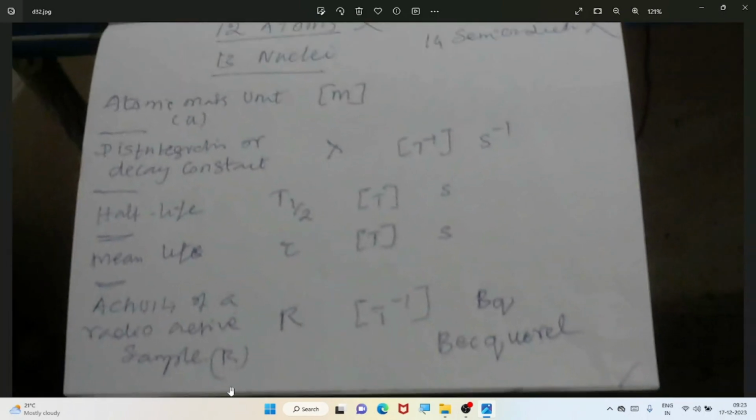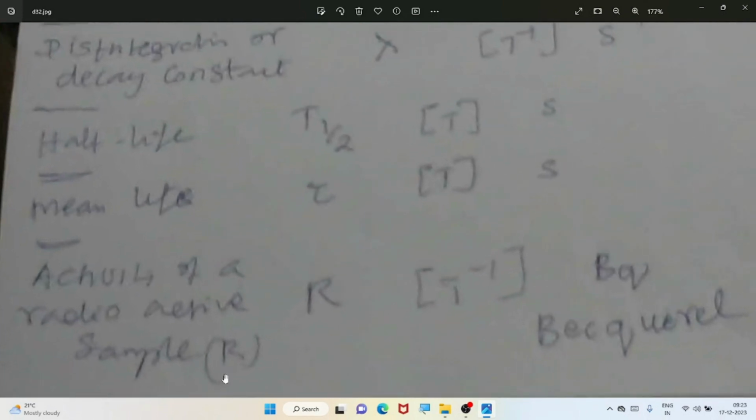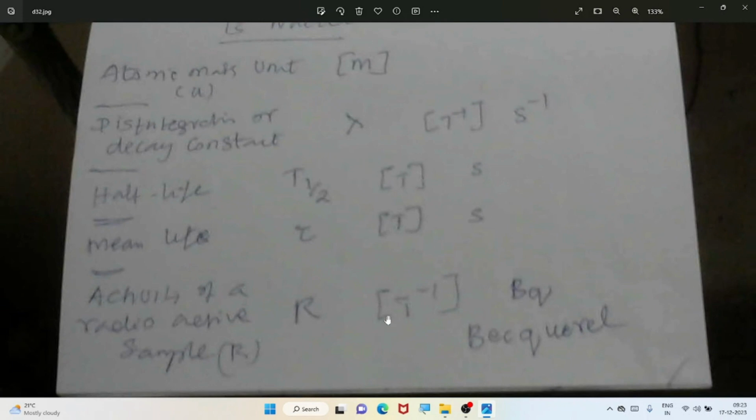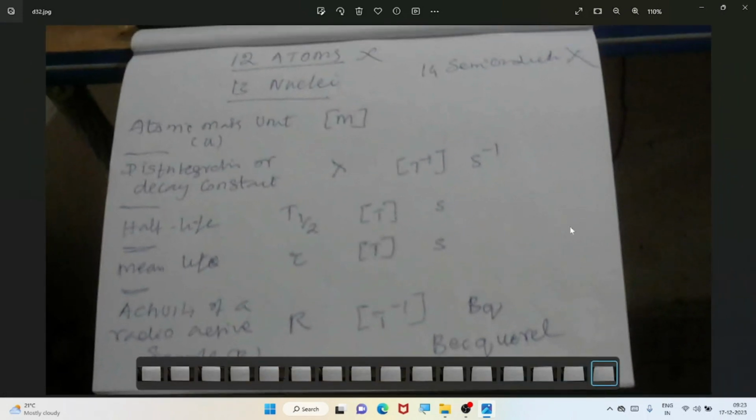Activity of radioactive sample, T power minus 1. Okay, so for each physical quantity, first you should know the definition, then based on that definition you derive the dimensional formula.